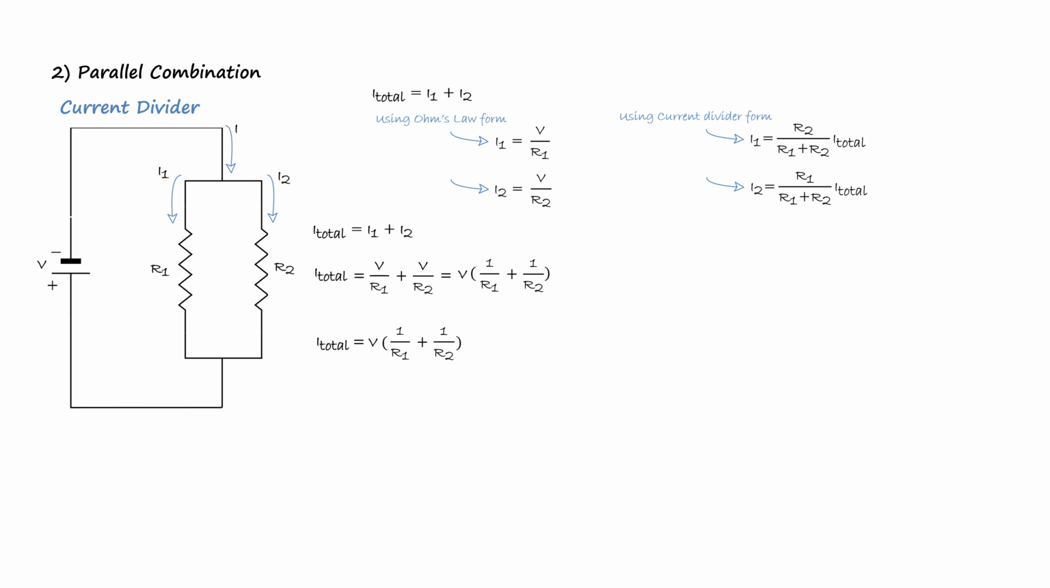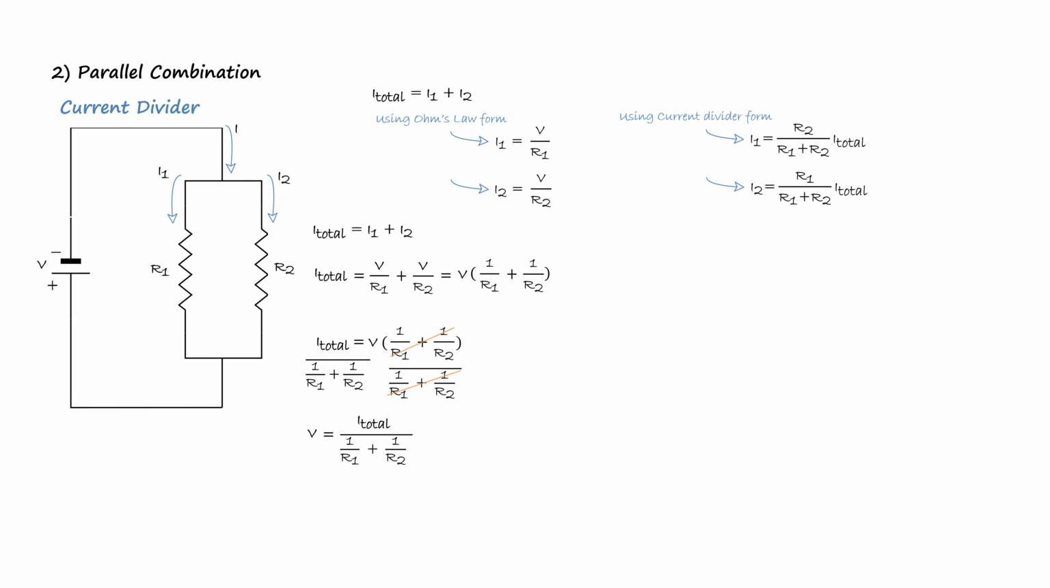We have to find V, so we divide both sides by 1 over R1 plus 1 over R2, and on the right side 1 over R1 plus 1 over R2 is cancelled out by 1 over R1 plus 1 over R2, and then V is equal to I total divided by 1 over R1 plus 1 over R2.